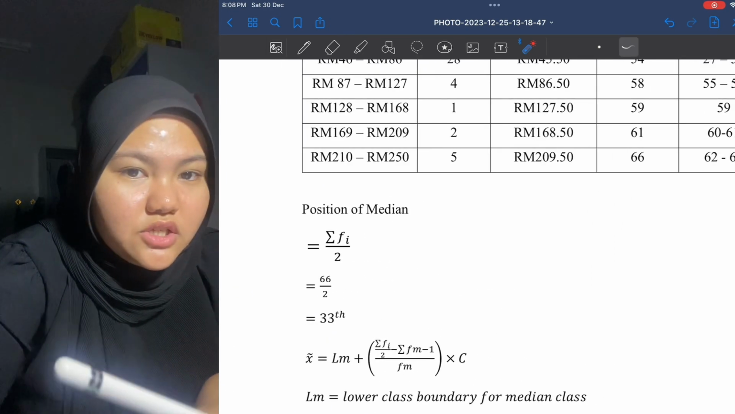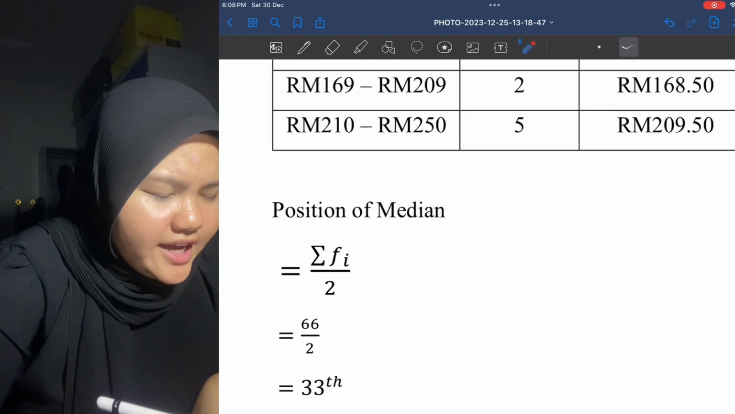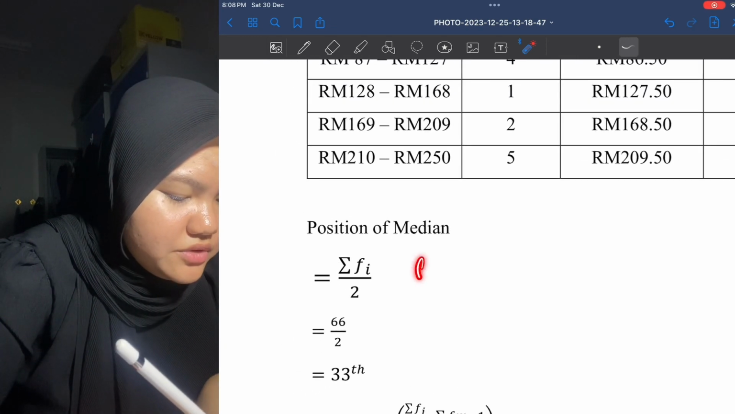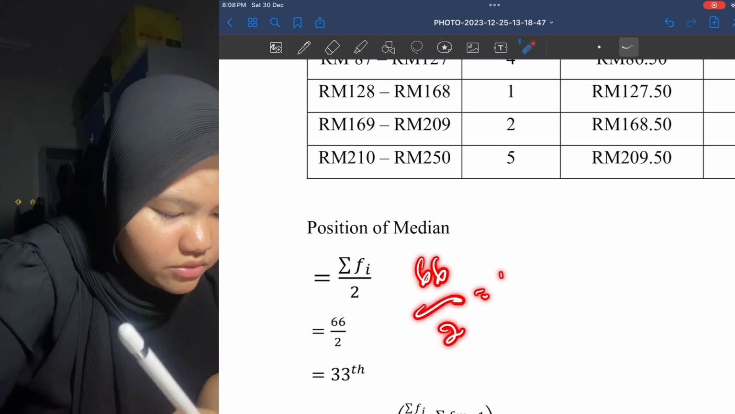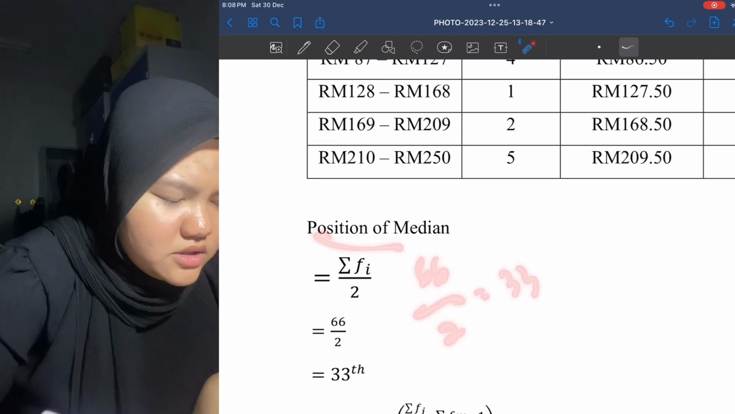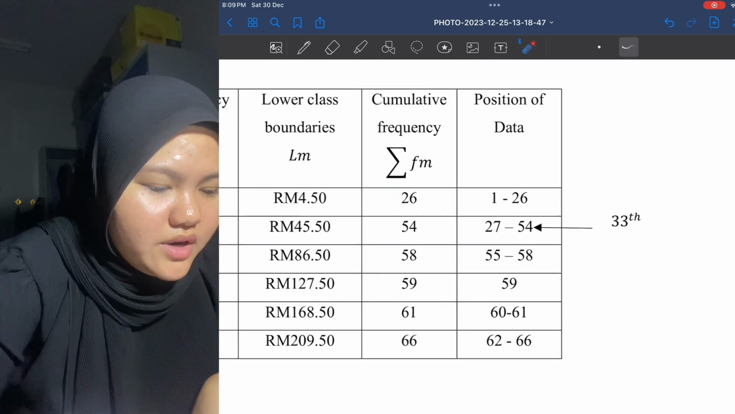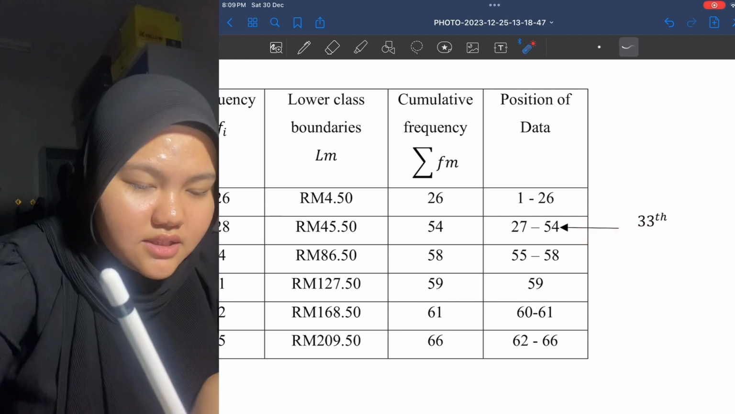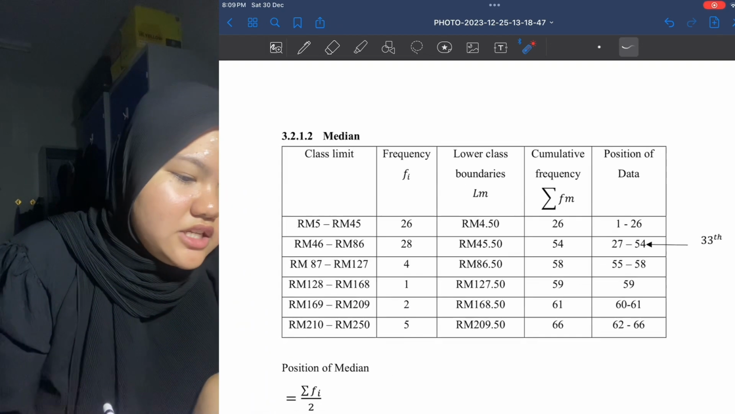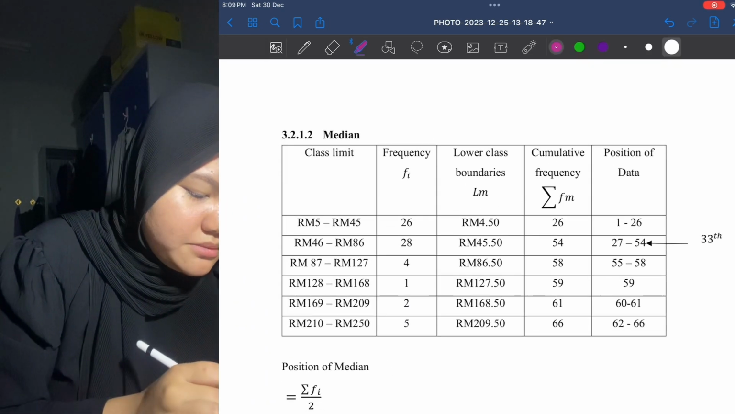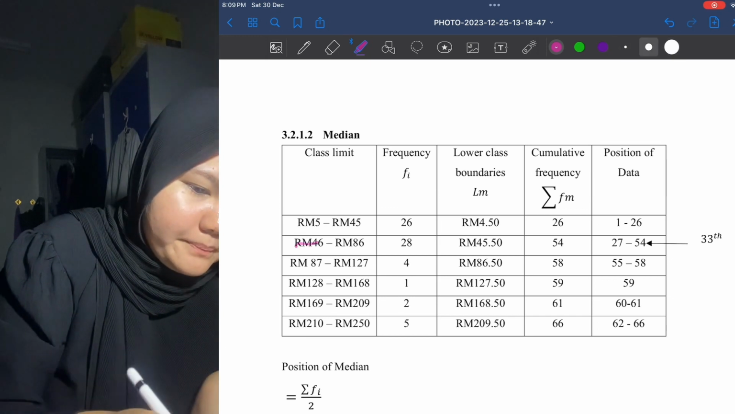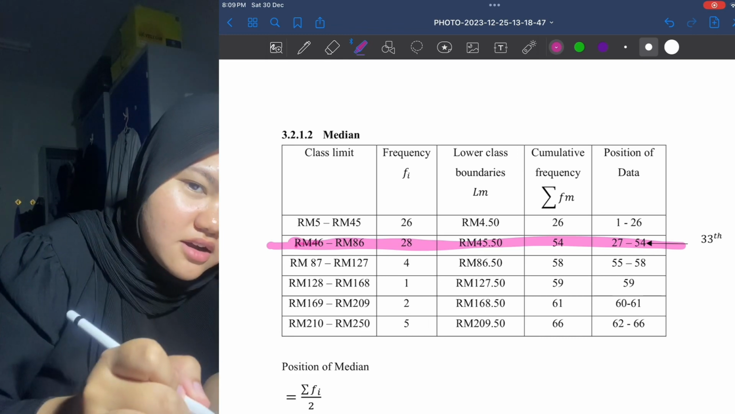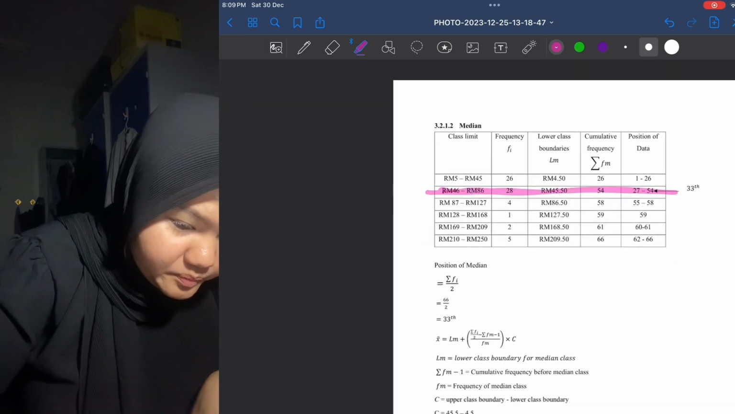To find the position of the median, you have to divide the total frequency, which we already know is 66, by 2, and you will get 33. 33 is the position of the median. Then you find where the 33rd position of data is located. It's located in the second class, so I'm going to highlight the second class, because this is the median class.